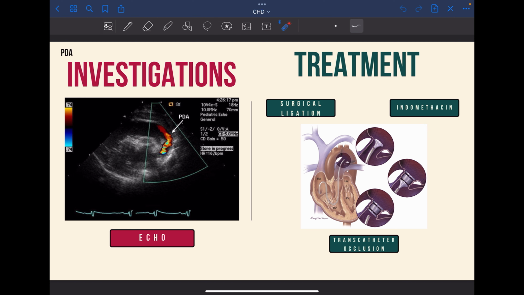And in adults, most of the time, the intervention of choice is to do a transcatheter occlusion to just shut down or close the opening so that I don't have any mixture of blood or reversal of shunt.